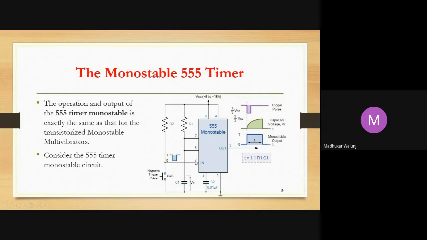So as you guys know, pin number 2 is nothing but the inverting terminal of comparator number 1. So what will happen if it is less than 1/3 VCC? This comparator will set the flip-flop, and setting the flip-flop will lead to the output being high. So this output will be high, and at that time what will happen?